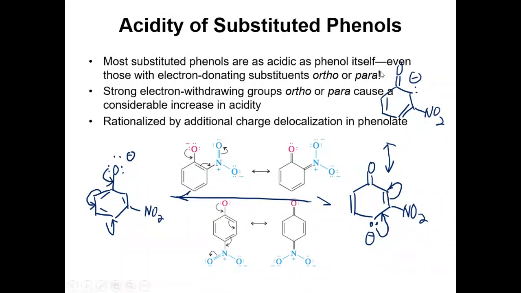See, you can place a negative charge on the two carbons next to the carbon carrying the nitro group, but you cannot place a negative charge on this carbon. Okay, you can't. So for the 3-nitrophenoxide, you cannot write a resonance form in which the negative charge goes into the nitro group.